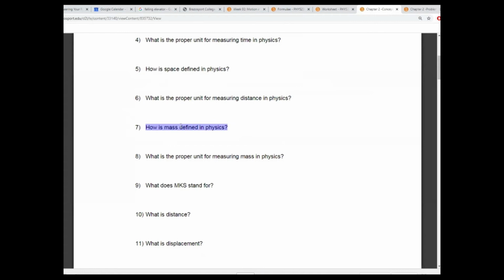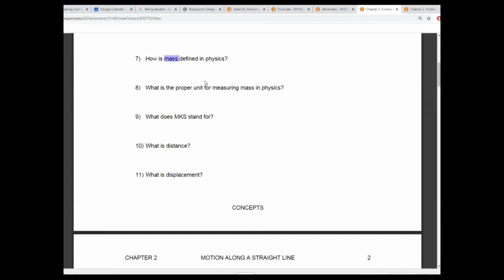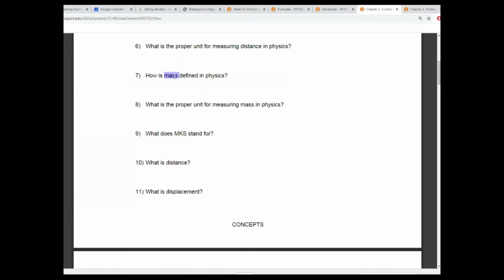How's mass defined in physics? Mass is the measure of inertia, the measure of an object's tendency to keep on moving in a straight line at a constant speed. If you can measure that tendency, it becomes the mass of that object. The proper unit for that, we will fill in shortly. All right, so moving forward.